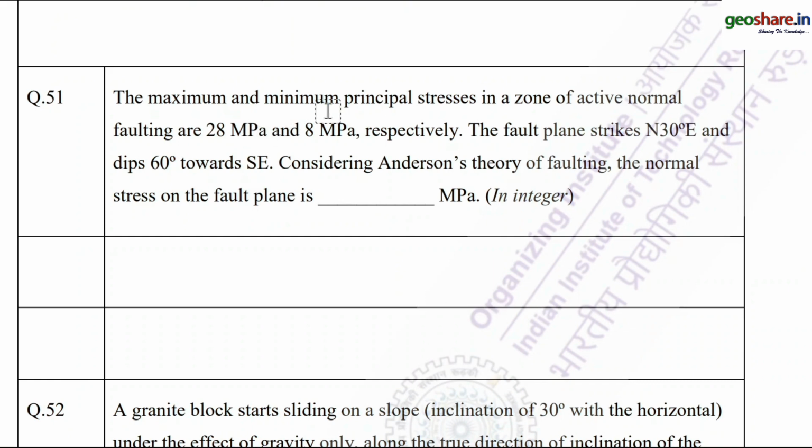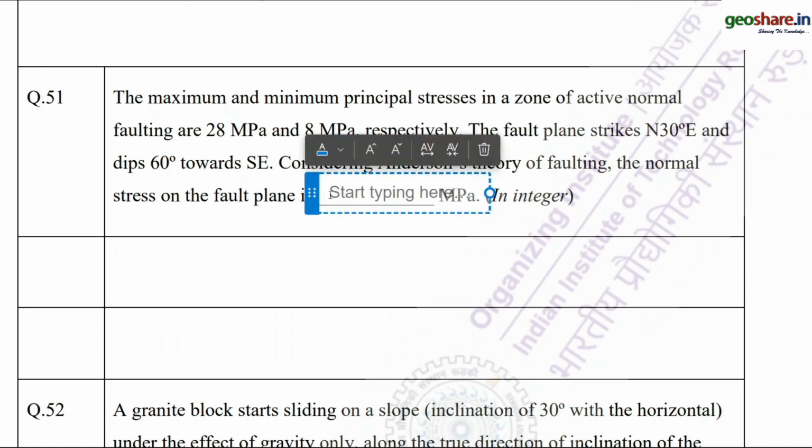The maximum and minimum principal stress in a zone of active normal faulting are 28 MPa and 8 MPa respectively. The fault strike is north 30 degrees east and dips 60 degrees towards southeast. Considering Anderson theory of faulting, the normal stress on the fault plane is 13.